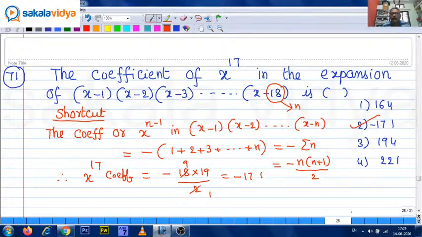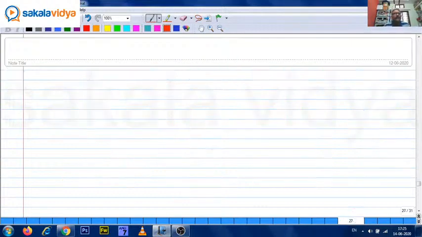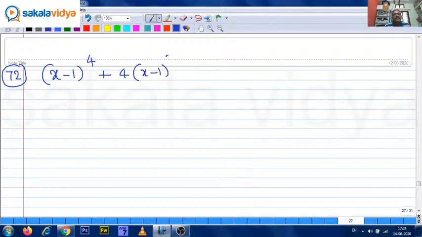So now problem number 72. (x minus 1) whole to the power of 4 plus 4 times (x minus 1) whole cube plus 6 times (x minus 1) whole square plus 4 times (x minus 1) plus 1 equals to.